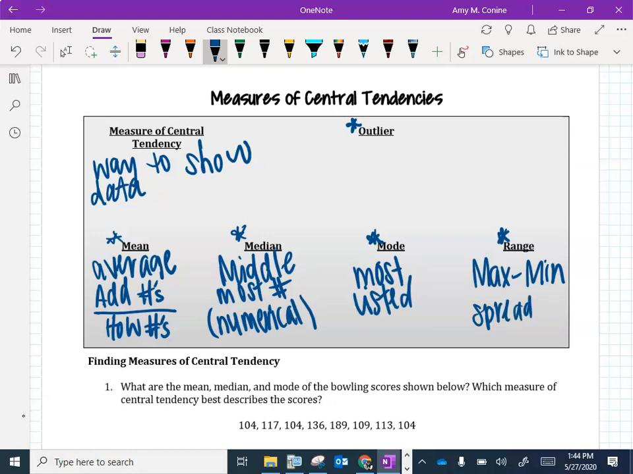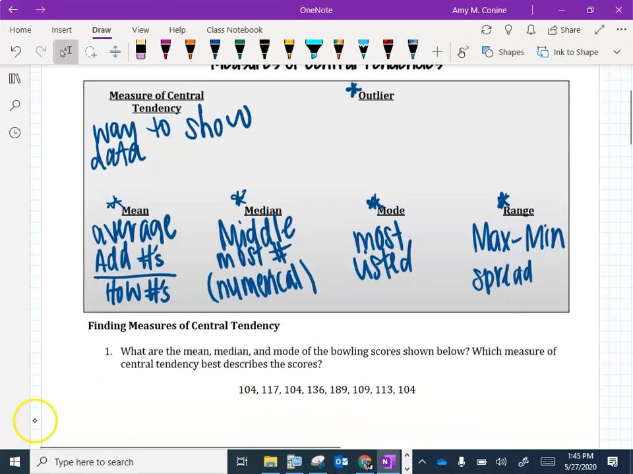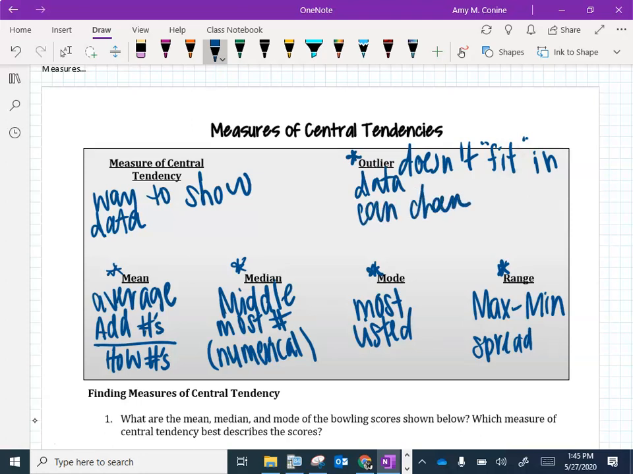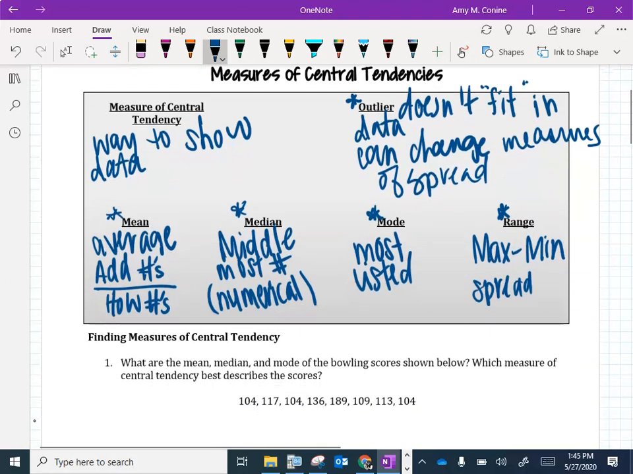That's what that shows. An outlier, so an outlier doesn't really fit in your data. It can change your measures of spread, which is your mean, median, and mode. Okay, so we're going to show what that looks like.